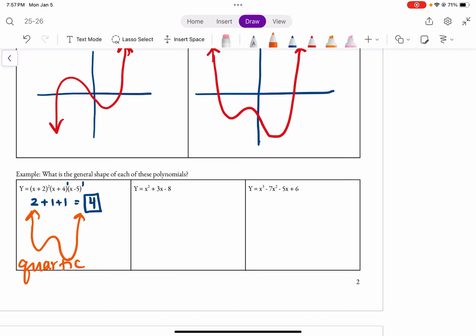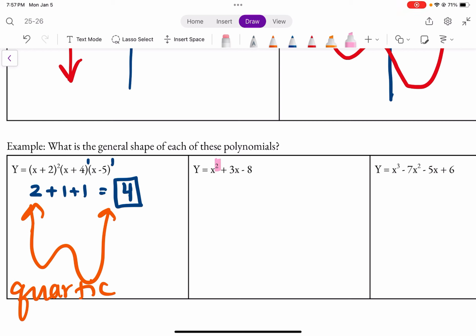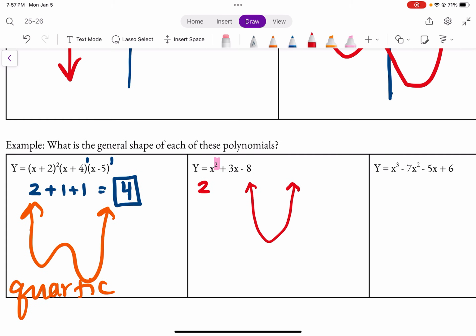This has a degree of 2, right? So it has a degree of 2, which means it's going to be, if you look back at your notes, a U shape, right? And we call that a quadratic.